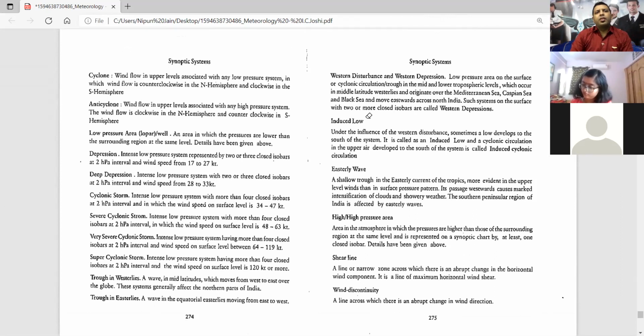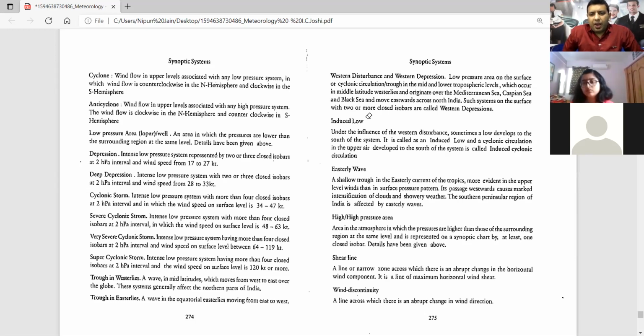Cyclone: wind flow in upper levels associated with any low pressure system in which wind flow is counterclockwise. Counterclockwise means anticlockwise in the northern hemisphere and clockwise in the southern hemisphere. Anticyclone: wind flow in upper levels associated with high pressure system. The wind flow is clockwise in the northern hemisphere and counterclockwise in the southern hemisphere. So don't worry about southern hemisphere, just learn about northern hemisphere now. So what is a cyclone? Cyclone is an area of low pressure that has anticlockwise circulation of air. What is anticyclone? It is an area of high pressure that has wind flow of clockwise direction. Just cover cyclone and anticyclone for now.